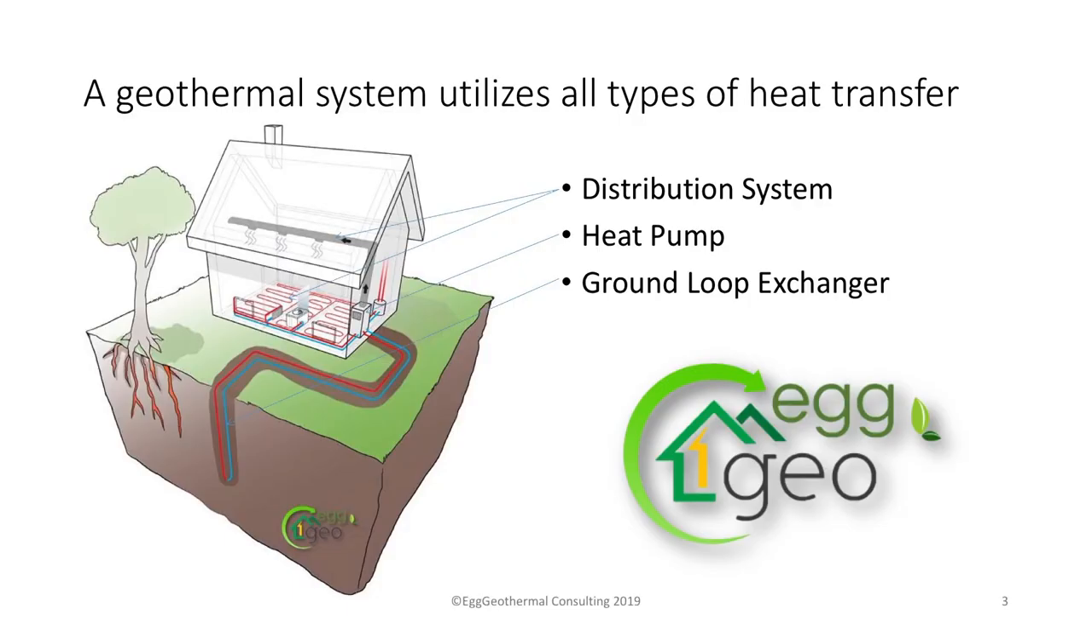Let's start by looking at a standard geothermal system. Every geothermal system of which I'm speaking has three components. It has a ground loop or a ground exchanger from which the heat pump gets its energy. It has a heat pump that actually does the work of heating or cooling based on that energy exchange. And it will have a distribution system.